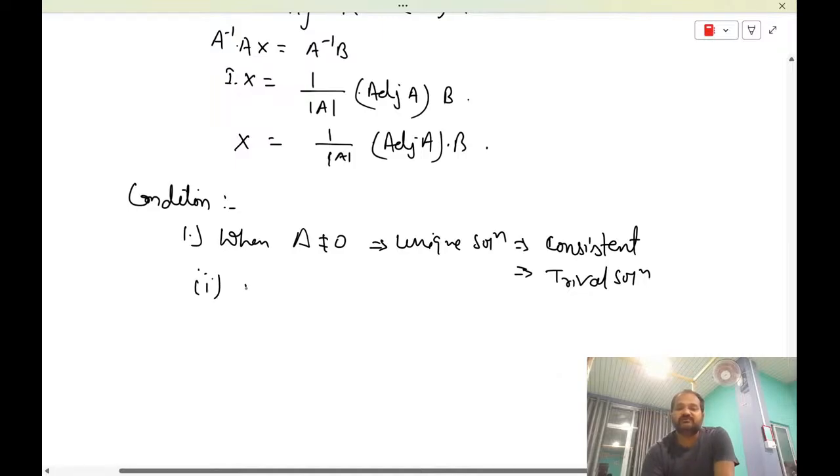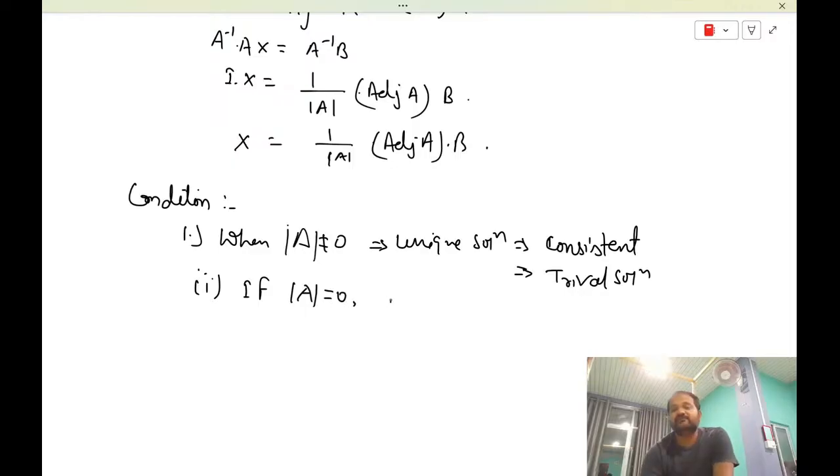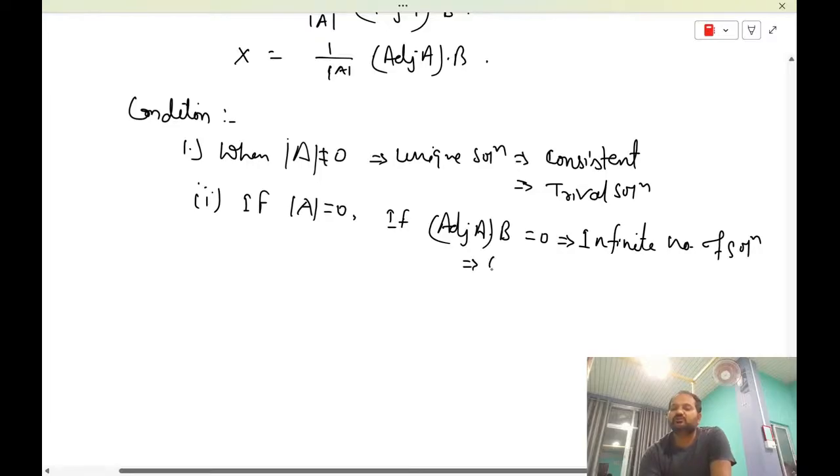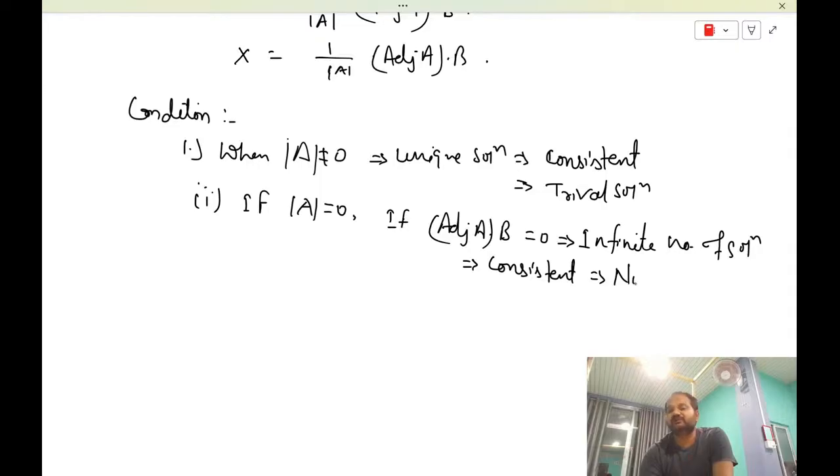Now the second case, if the determinant of A is equal to 0, there will be two cases in this one. If adjoint of A dot b is also equal to 0, in that case it has an infinite number of solutions. So it is also called a consistent solution, and it is also called non-trivial, because there will be no specific value of x, y, z, so it is called a non-trivial solution.